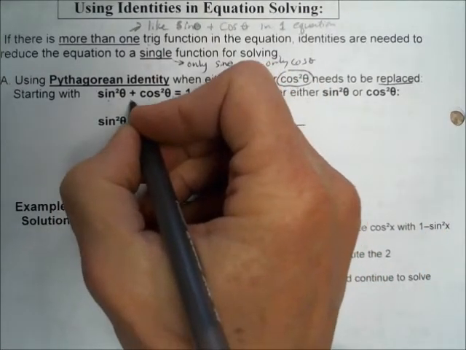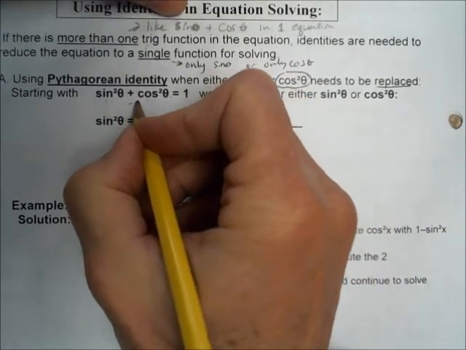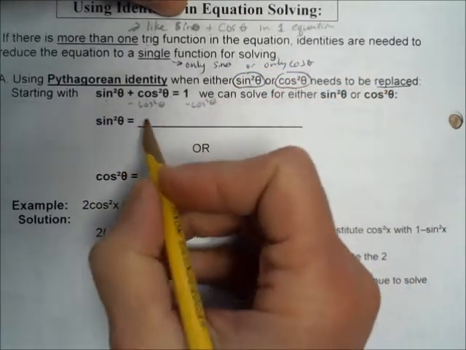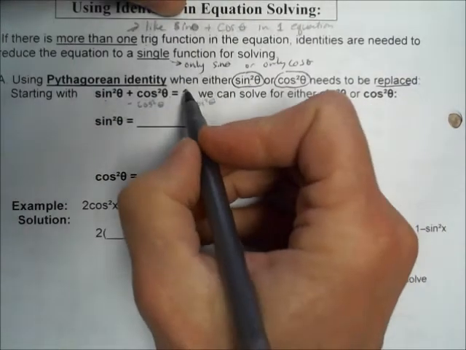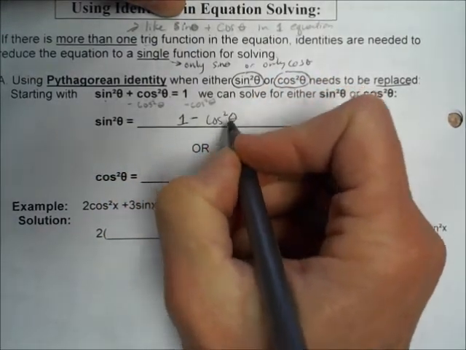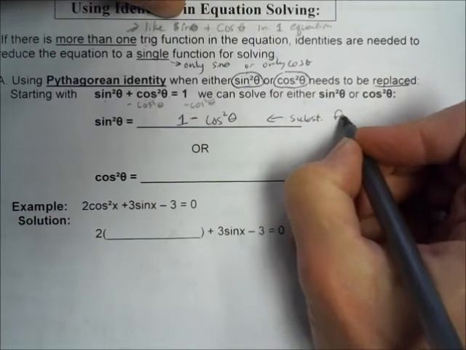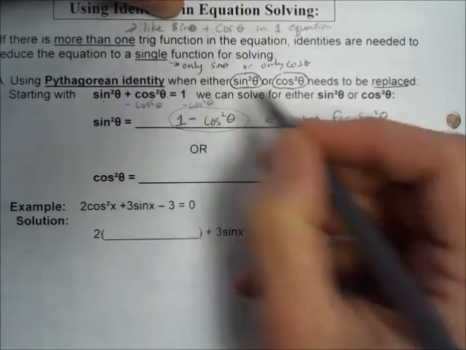And so what we can do is take the left-hand side of the equation, sine squared plus cosine squared, and subtract cosine squared theta from both sides of the equation. So that would cancel out, and we'd be left with sine squared theta is actually equal to 1 minus cosine squared of theta. So that would be a substitution that we could make. We could substitute in for sine squared of theta if we need to. We would substitute in the 1 minus cosine squared.